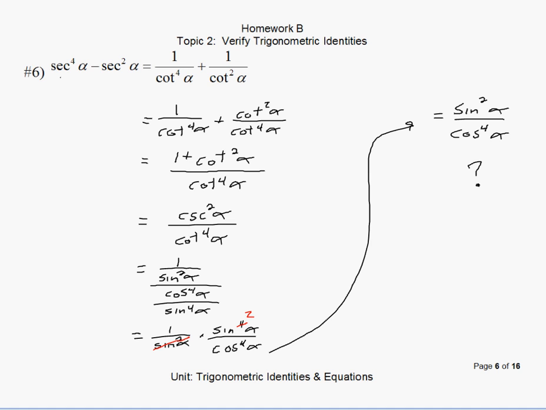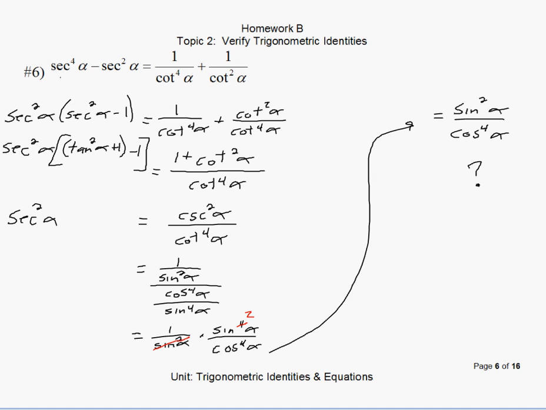I'm going to look at the left side of the equation and see if I can do anything with it, since on the right side I really don't know what to do. The left side here, I can factor out a secant squared. And then using the Pythagorean identity, secant squared of alpha, which is right here, I can replace with tangent squared of alpha plus 1. These parentheses are just to point out that I'm substituting. They have no mathematical value here. Then the 1's are going to cancel.